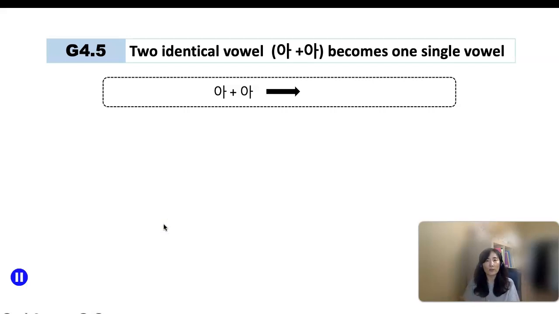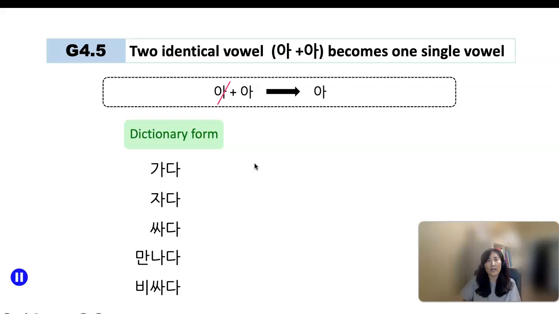So we are going to focus on how to conjugate them. I'm going to divide them into some groups. First of all, the group whose stem ends with a sound. Take a look at these examples. 가. Notice that the stem ends with a sound.